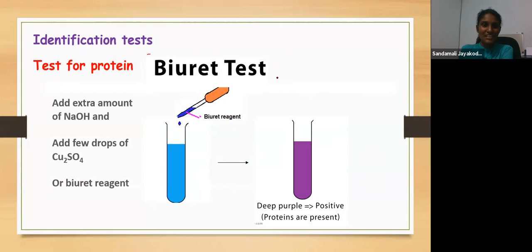What is this test? This is the biuret test. Here, what we use is, we first take a solution of protein.